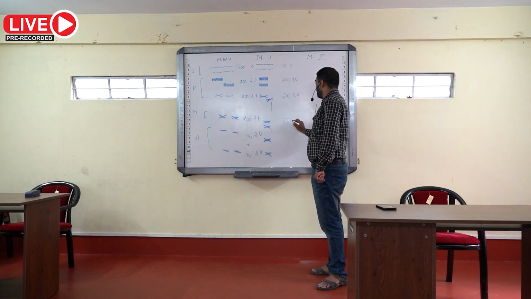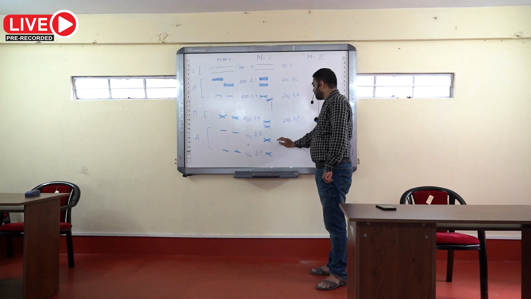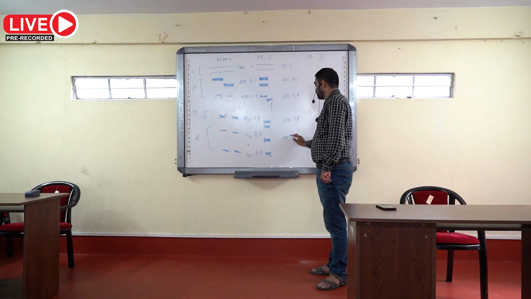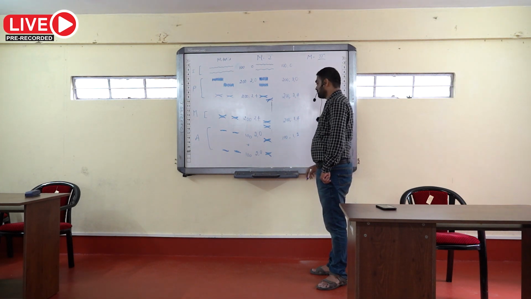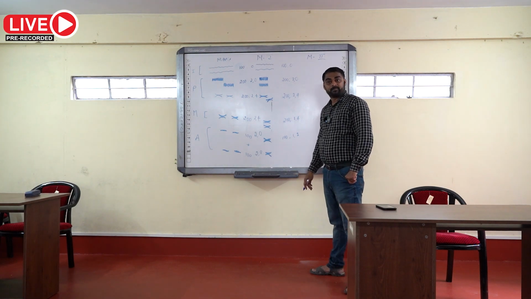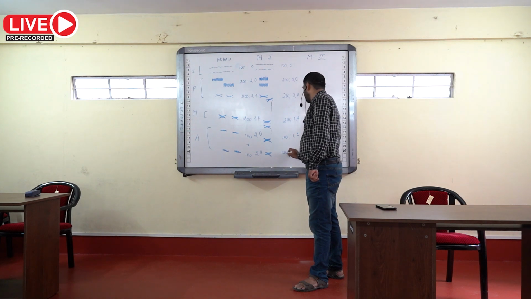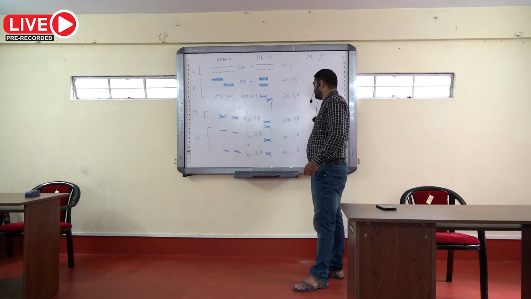Here, how many units of DNA? 200 units of DNA. How many chromosomes? 2 chromosomes. How many chromatids? 4. How many units of DNA? 100 units of DNA. How many chromosomes? 1 chromosome. How many chromatids? 2 chromatids. Here, 100 units of DNA, 1 chromosome, 2 chromatids.